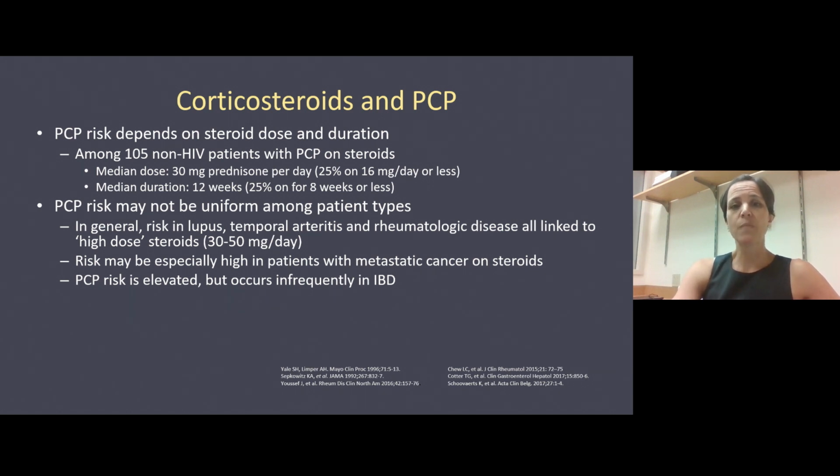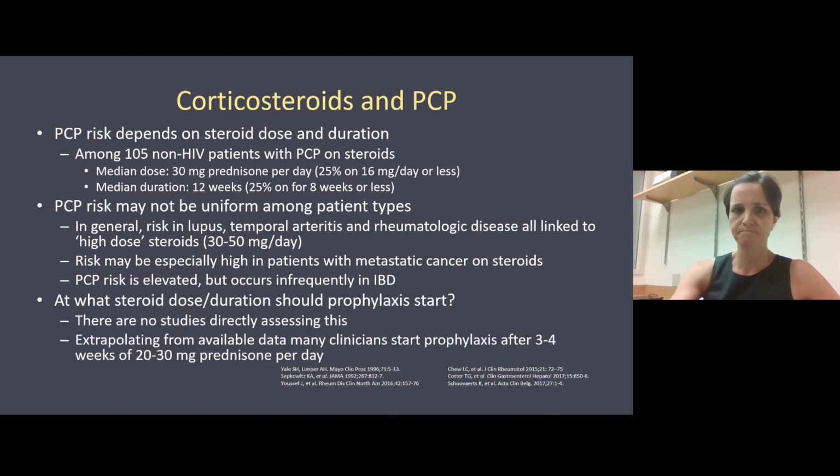The risk may be especially high in people with metastatic cancer on steroids, probably because they're getting dexamethasone, for example, particularly with brain metastases. And sometimes that one can fly under the radar because the steroid equivalent dose is about 6 to 7 milligrams of prednisone per 1 milligram of dexamethasone. So sometimes it's underappreciated how high the dose is. The PCP risk is also elevated, but it occurs less frequently in inflammatory bowel disease. There's a very nice study from Mayo Clinic that demonstrates this.